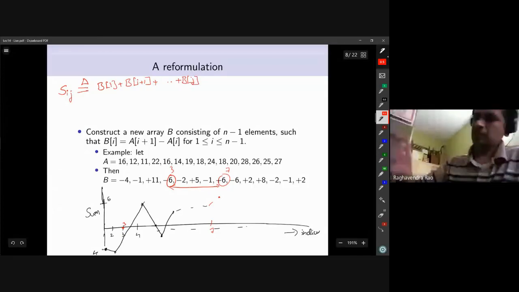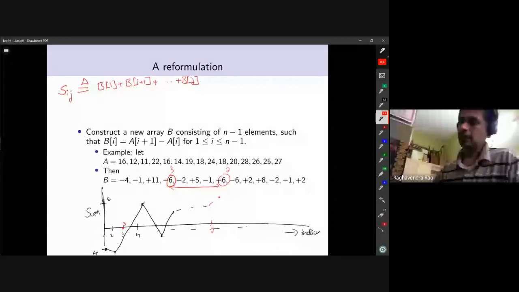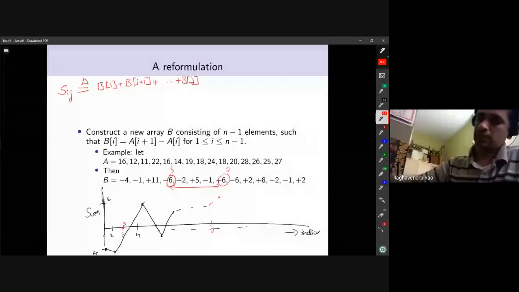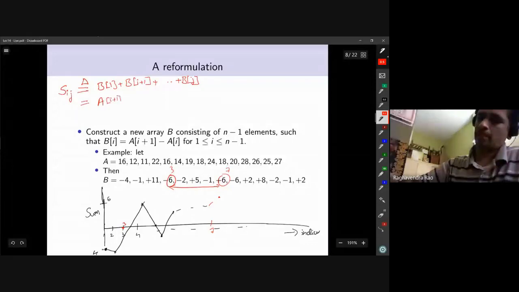So let's write it in terms of a. What is this? So ai plus 1 minus ai, plus ai plus 2 minus ai plus 1, plus etc etc etc aj plus 1 minus aj.